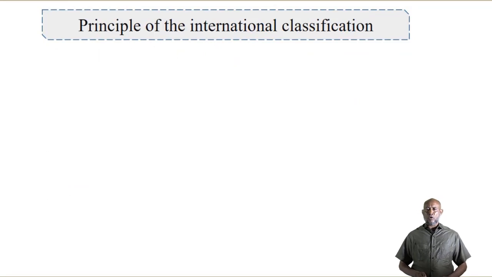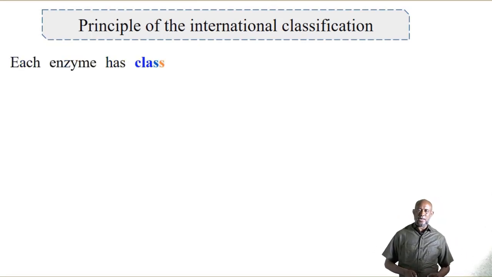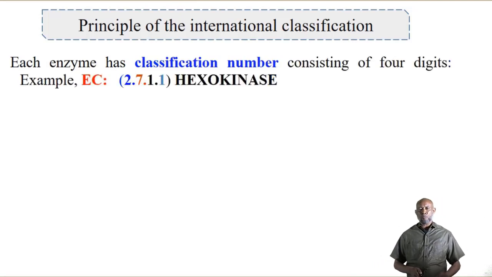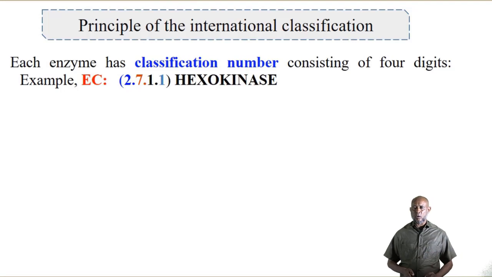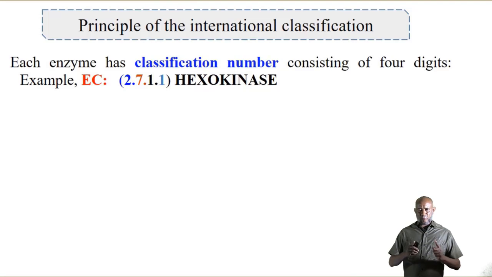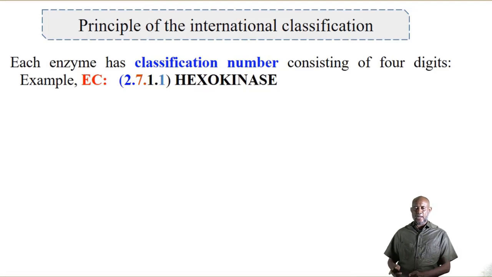The principle of international classification. What is the principle behind this classification system? Each enzyme has a classification number consisting of four digits. For example, enzyme commission 2.7.1.1, hexokinase. Have you seen? There are four digits in front of the name of the enzyme. Hexokinase, in front of it, we have four digits. Therefore, the classification consists of a four-digit number and the name.